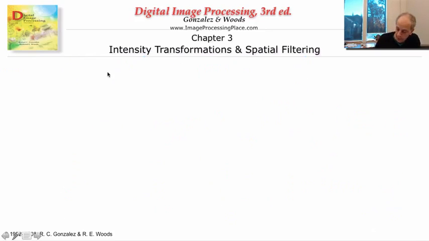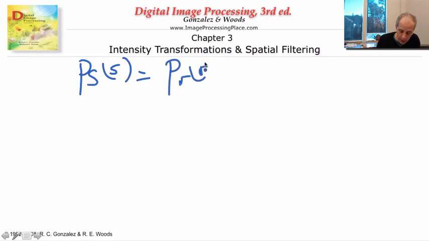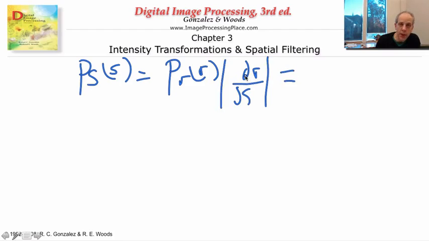Again, we have p_s, the new probability that we are looking for, is the old probability times dr/ds, absolute value. We computed ds/dr just a second ago.